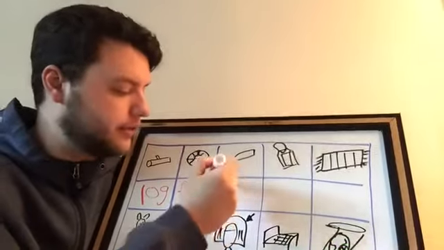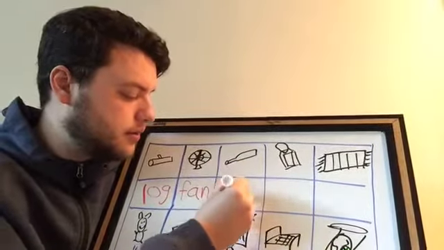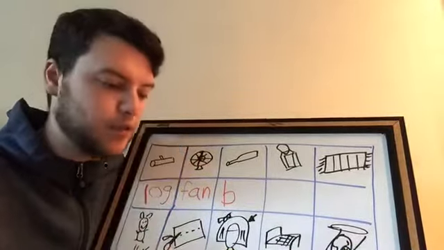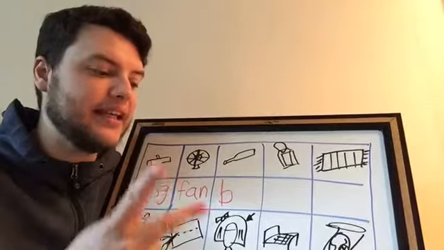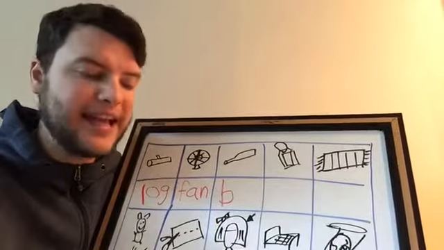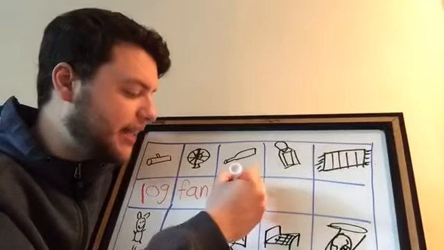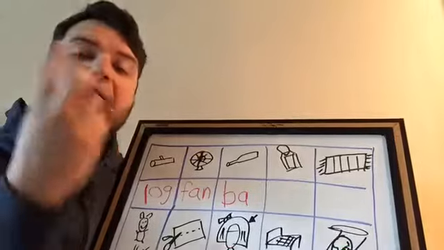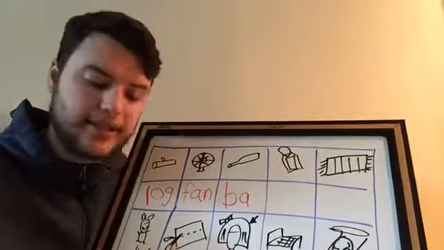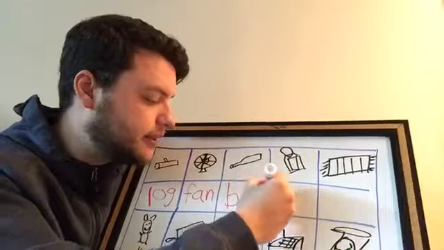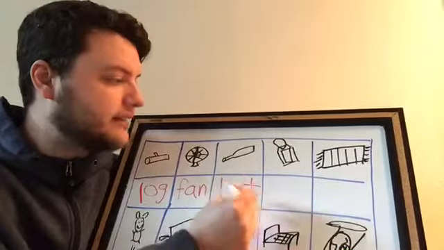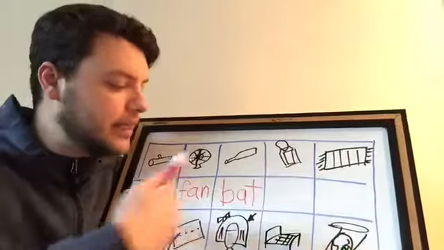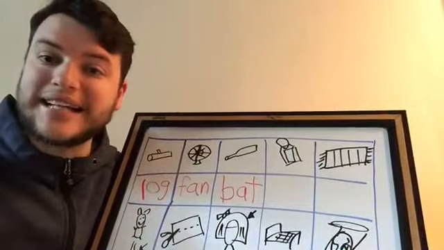First sound, B. Benny Bear. B. Next sound, ah. Which vowel says ah? Is it A, E, I, O, or U? A says ah, Andy Apple. And my last sound, T. T, T, T. Tiggy Tiger. T. B, a, t. Nice.